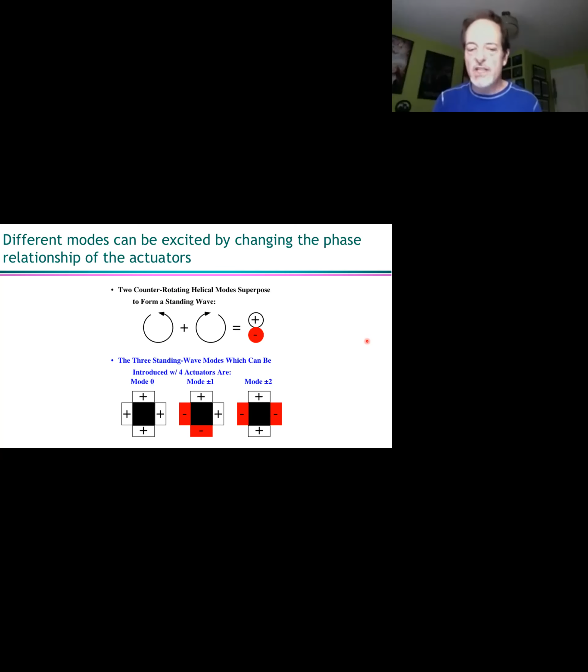Some of the key ones we looked at were mode 0, where all 4 of the actuators were running in phase. Mode ±1, meaning we were superimposing a mode +1 and a mode -1. The standing wave was basically these 2 actuators 180 degrees out of phase with these 2 actuators. And then a mode ±2, so basically you're spiraling around twice as fast. What that turns into in terms of a standing wave is that the top and bottom actuators are 180 degrees out of phase with the 2 side actuators.